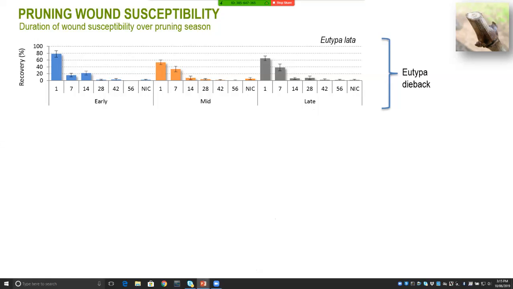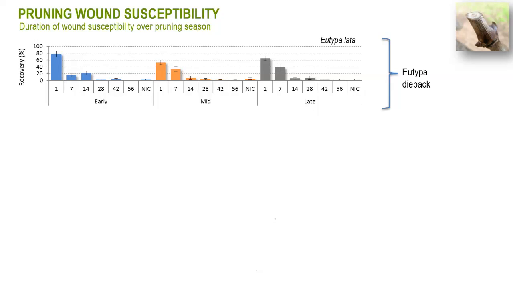that the very first day after pruning, whether you do your pruning early, mid, or late, those pruning wounds are highly susceptible to these pathogens. However, as the pruning wound starts to age, or they start to basically heal, they become less susceptible to these spores. However, we found that even up to 14 days, they can be potentially infected by these Eutypa lata spores, and therefore it's important to protect those wounds from getting infected.